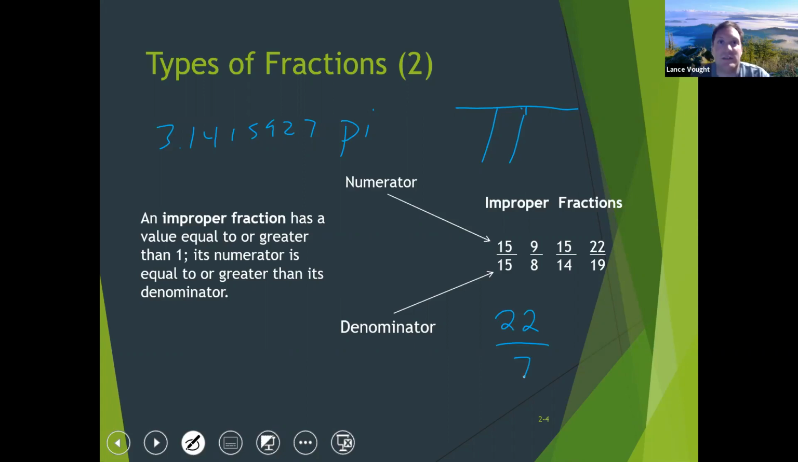22 over 7 is approximately the same as pi. That's the reason why I'm bringing this up, because you would think, oh, couldn't they just do 3 and 1/7 as a mixed number? Wouldn't that be more proper? They don't. They use 22 over 7. And so 22 over 7, aka the fractional representation of pi, is an improper fraction.